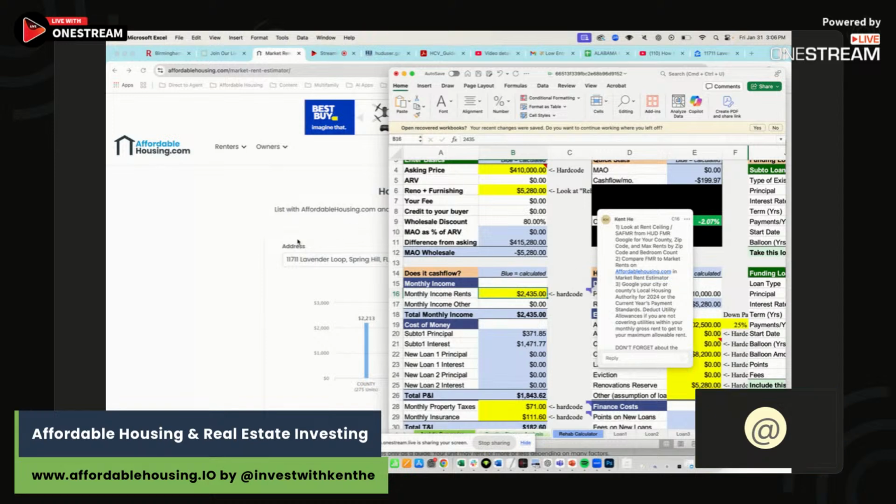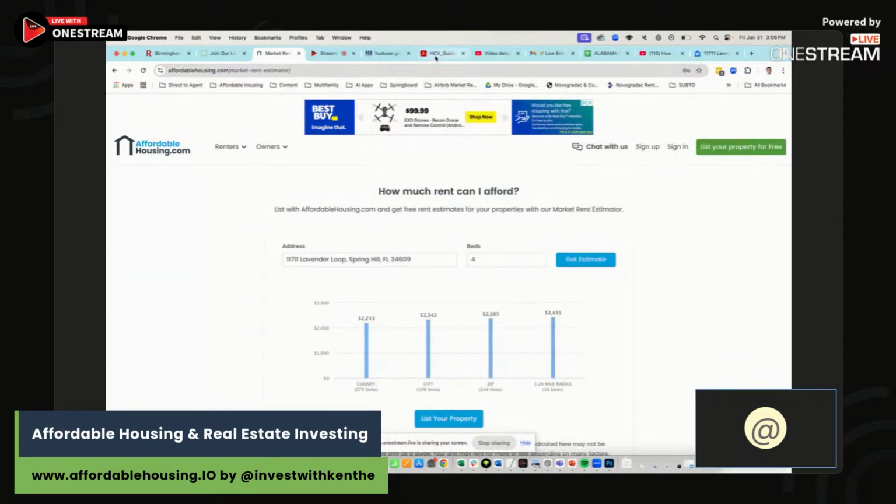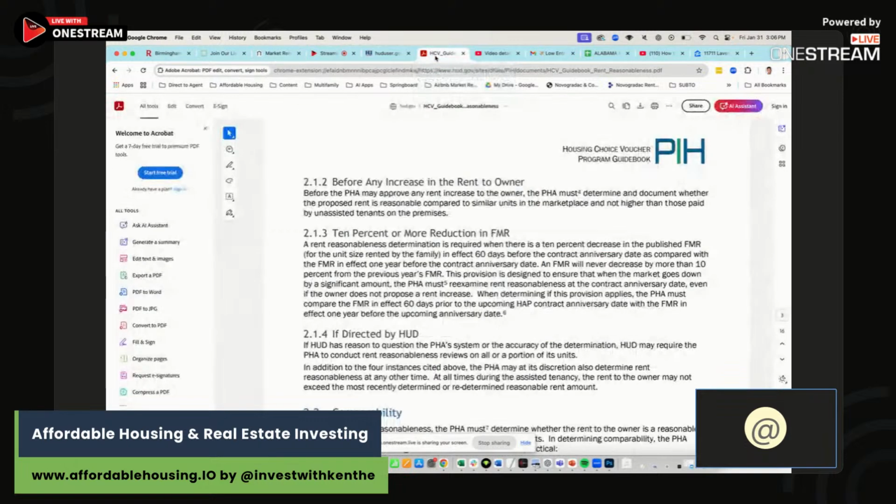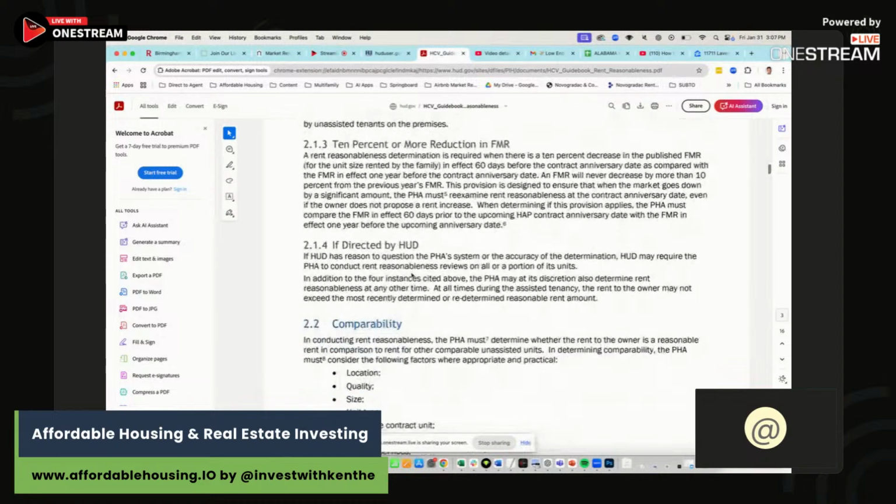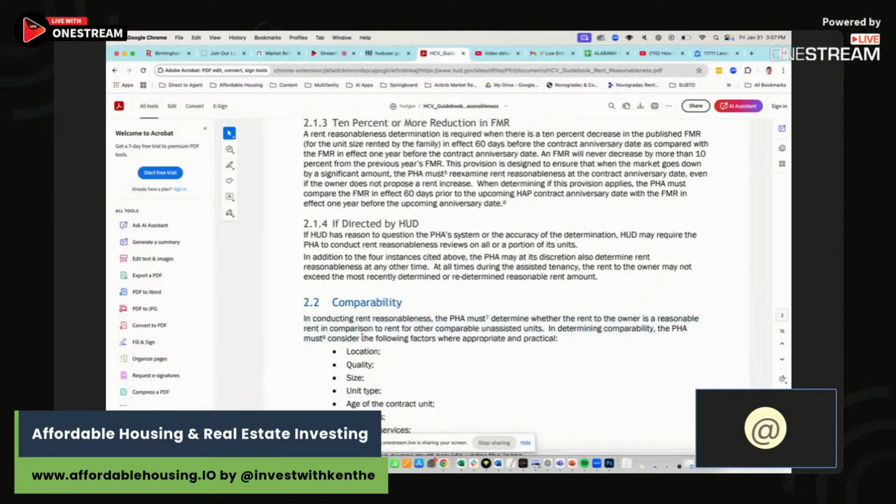If you ever want to look up the language for the rent reasonableness test, go to the Housing Choice Voucher Program Guidebook, section 2.2. Housing Choice Voucher is what was previously known as the Section 8 program. They rebranded from Section 8 to get away from all the negative connotations. Here in Section 2.2, it says, in conducting rent reasonableness, the PHA, or Public Housing Authority, must determine whether the rent to the owner is a reasonable rent in comparison to rent for other comparable unassisted units.